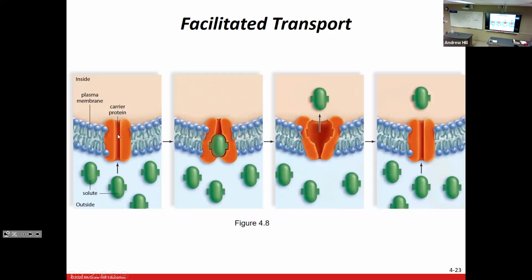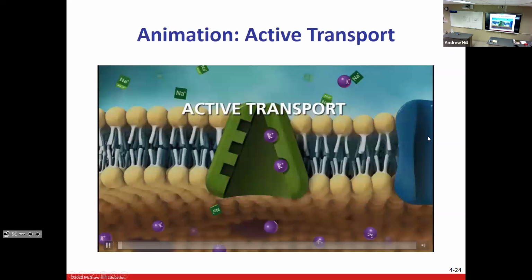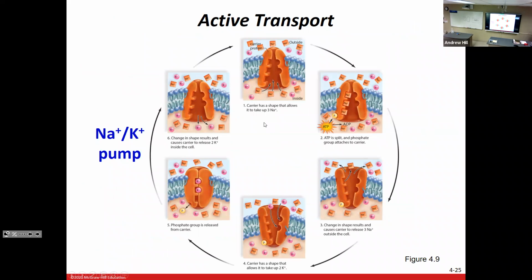So here's an example of facilitated transport. I don't like the way the artist did this. They made it look like a channel, right? But it doesn't really look like that. Here's a solute that goes in here and it moves across the membrane. I actually drew a picture of this earlier today. Then there's active transport. Here's a really classic example of active transport that you all need to know. Have you heard of the sodium potassium pump before in a previous class? Some people are saying yes, some people no. Okay, so this is one of the most important pumps in your whole body, and it's going to come up over and over again.